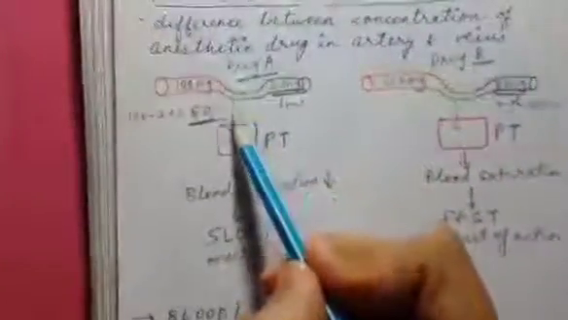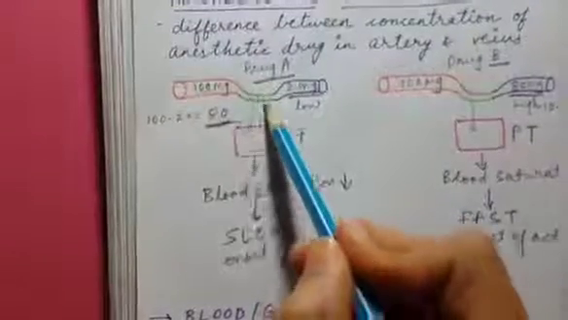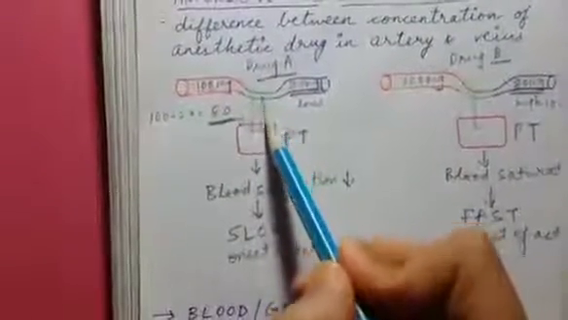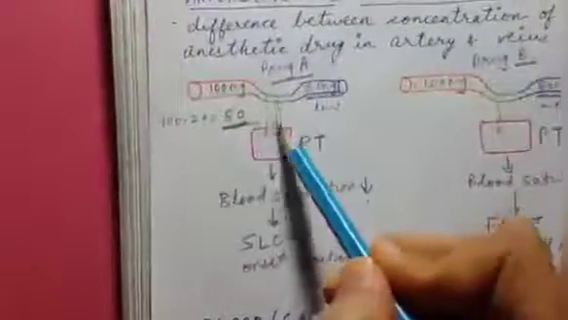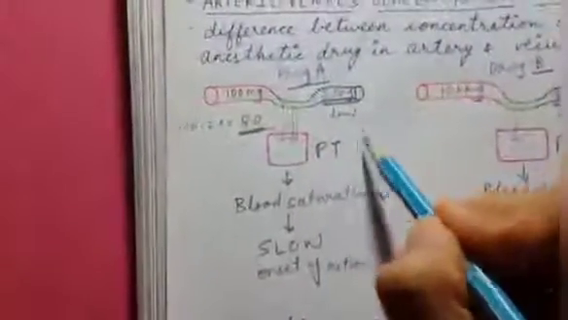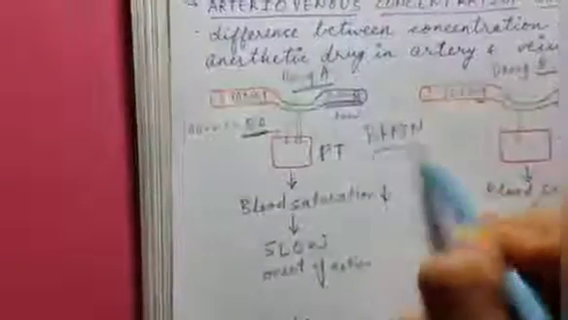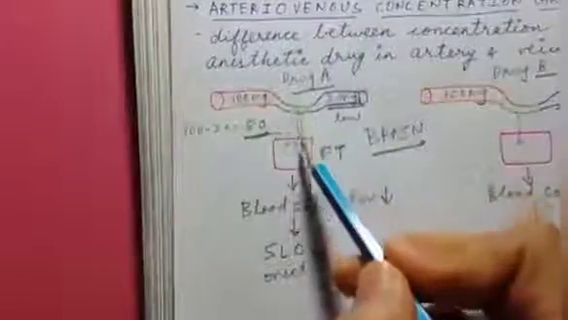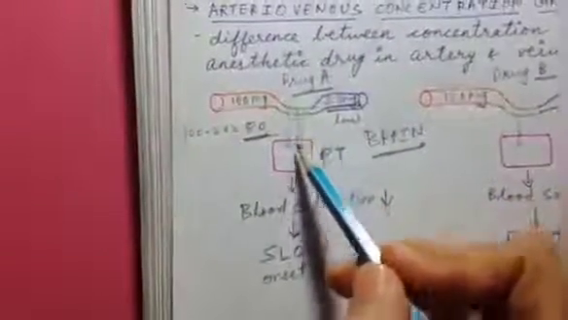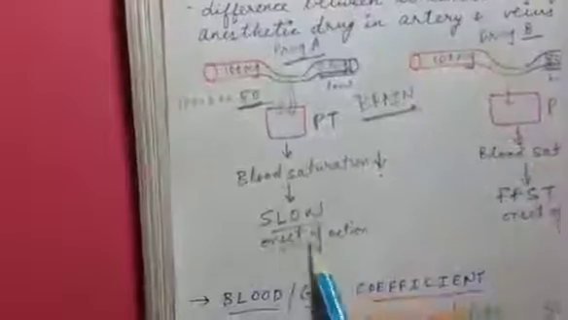In this case, a lot of drug is entering the peripheral tissue. That's why less drug is available for the brain. That's the main deal. Again, a lot of drug is entering the fat and other peripheral tissue in our body, so very little drug is available for the brain. That's why the onset of action is slow.